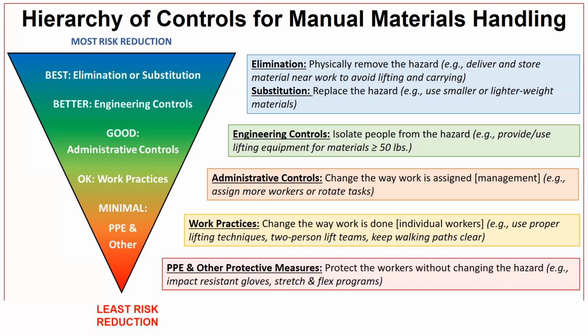Scheduling, or what is more commonly called administrative controls, shares the work between workers. Usually your foreman or superintendent must authorize using this solution. Work practice controls use the best methods to perform the tasks. Examples include using safe lifting techniques or team lifts. PPE and other protective measures is the lowest control that offers the smallest benefit. Examples include knee pads or stretching exercises. If you have no other option, stretching exercises may be useful.